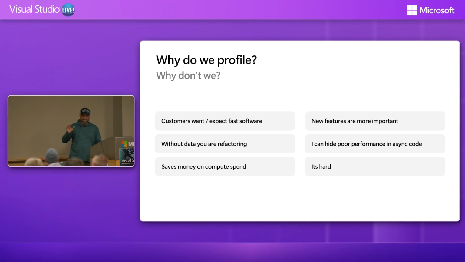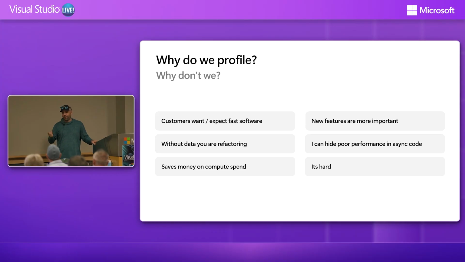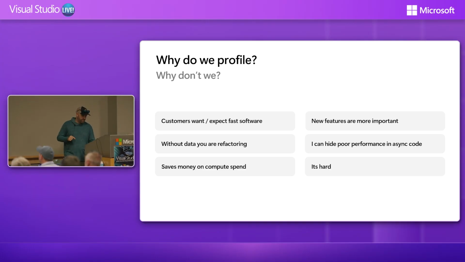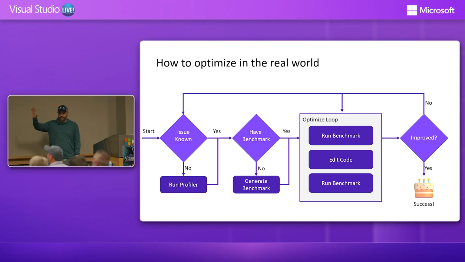Why else do we profile? Because it saves money on compute spend. I know Azure is expensive. I hope you're all using it. I want that stock price to go up. But at the end of the day, I realize we all have budgets. And sometimes just a little bit of profiling can really help you reduce that impact. And then lastly, why don't we profile? Because it's hard. I've been there. I help write the tools and I think it's hard. But I want to show you today with the profiler and with our new Copilot profiler agent, it doesn't have to be.